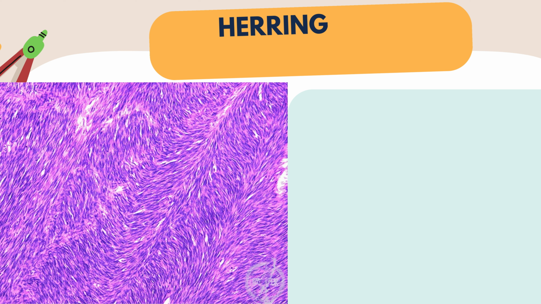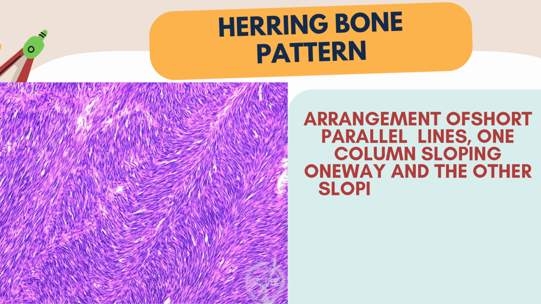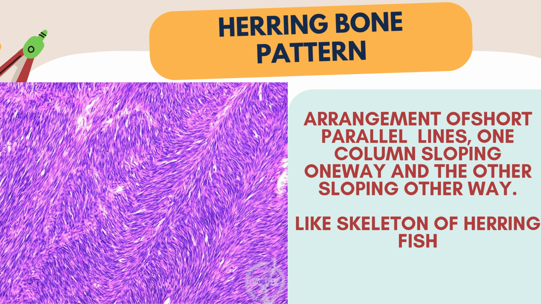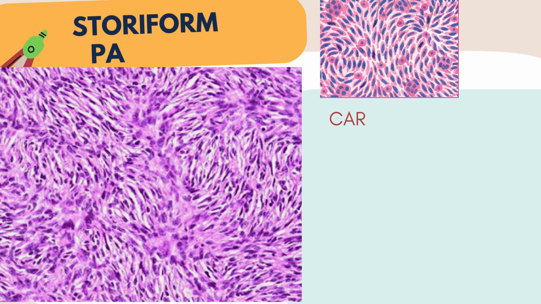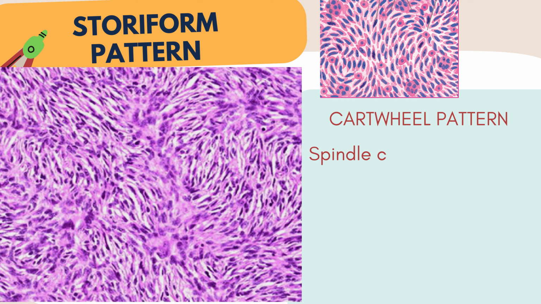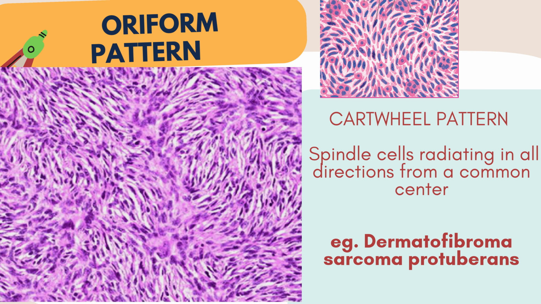Here comes an interesting pattern in which tumor cells are arranged in striking zigzag formation like the skeleton of the fish. This pattern is more characteristic of fibrosarcoma. Is a cartwheel? Yes, when the tumor cells are radiating to all directions from a center point like a cartwheel, it is called a storiform pattern. And this pattern is seen in soft tissue tumor dermatofibrosarcoma protuberans.